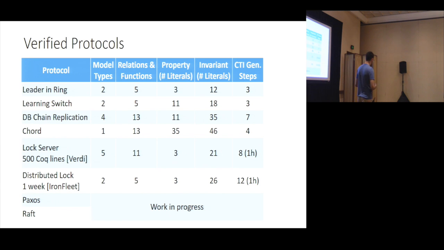So here are some protocols that we've verified with IVy. The most interesting feature of this table is that the number of generalization steps is manageable. You don't need hundreds of generalization steps. And two interesting examples are comparisons of verifying something in IVy compared to Verdi, which is based on Coq, and compared to IronFleet, which is based on Dafny. And from discussions I had with both the Verdi team and the IronFleet team, it really seems like this leads to a much lower verification effort and a much faster process of discovering invariants. And we're also working on verifying more protocols, but this is not finished yet.